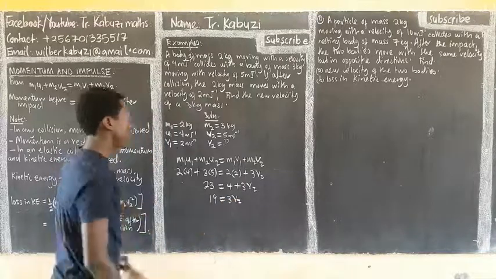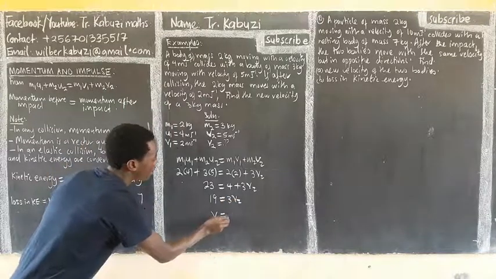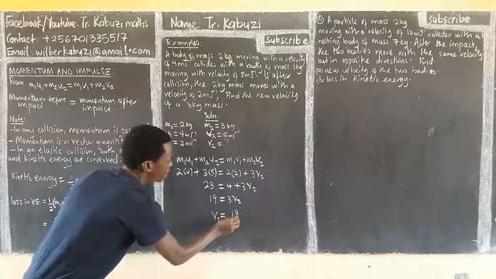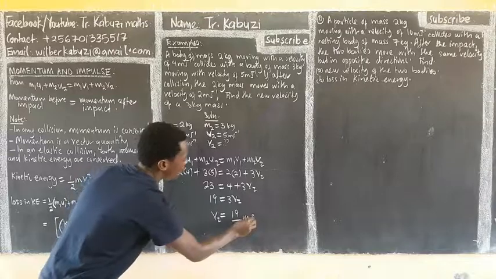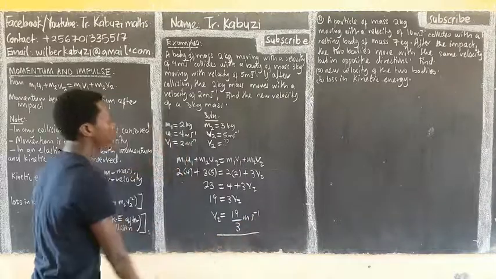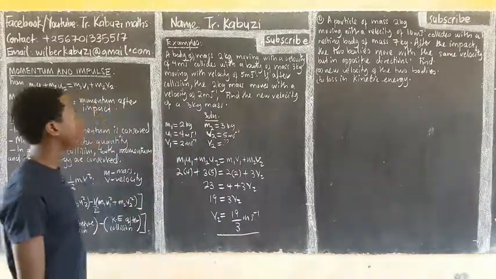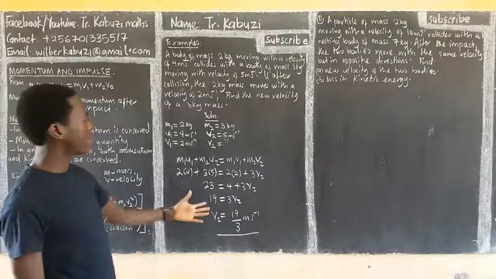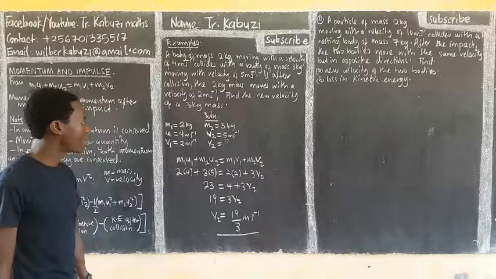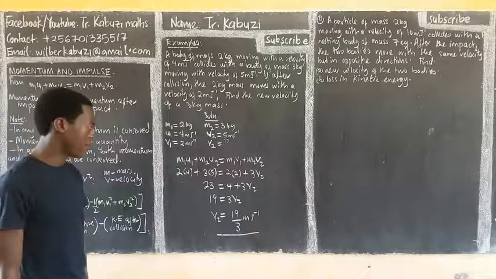And so from there, we find the velocity for the second body. It's going to be 19 over 3 meters per second. So that is the new velocity at which the 3 kilogram mass was moving. As simple as that. Once you know the formula, the rest are going to be very, very easy.